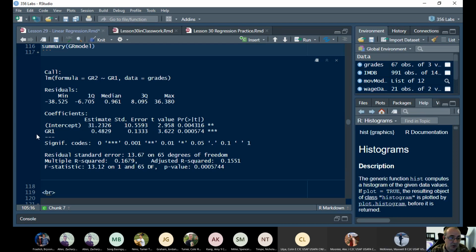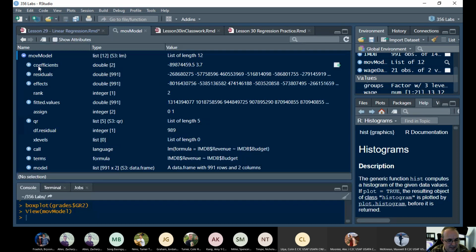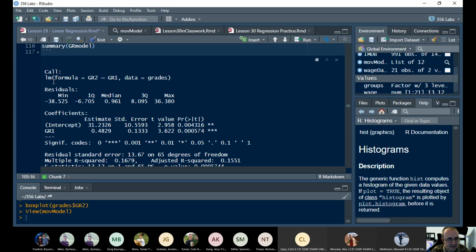The summary is just how we summarize what is a giant model, right? This is the GR model. Like I showed you before, I don't have the GR model open here, but this is my movie model. It has all of this stuff in it, right? And when I look at the summary, it has some top level stuff, and some of it you don't need, some of it you will need, some of it you may never care about, right?